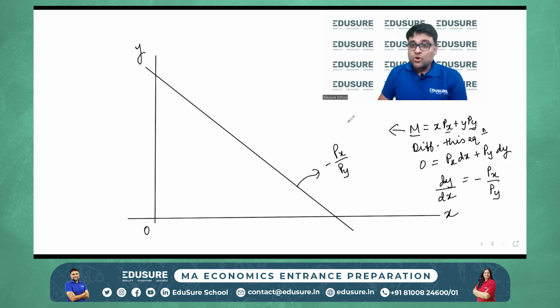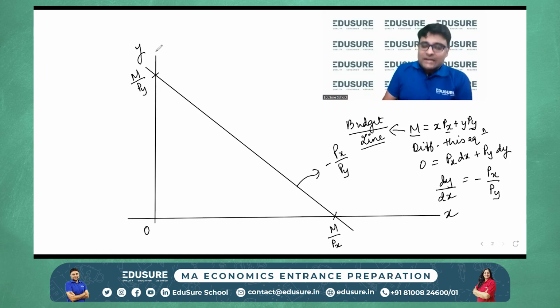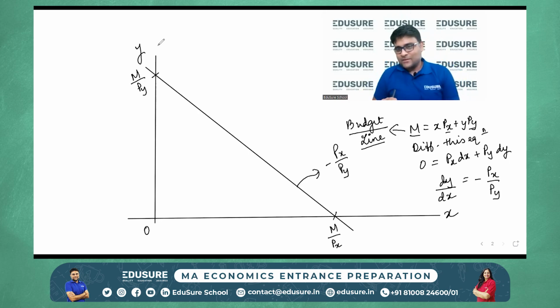So the slope is minus px by py. And this equation is also called budget line. Okay? When I exhaust my entire money income, I get my budget line. Now, if y is equal to 0 and I spend entirely on x, it's a no-brainer that x is equal to m by px. यहाँ पर y को 0 put कर दीजिए. That's it. And यहाँ पर if I put x is equal to 0, I'll get y is equal to m by py. So these are the x and y intercepts respectively of the budget line. Okay? So this is what is the budget line. Okay? And the slope of the budget line is minus px by py.